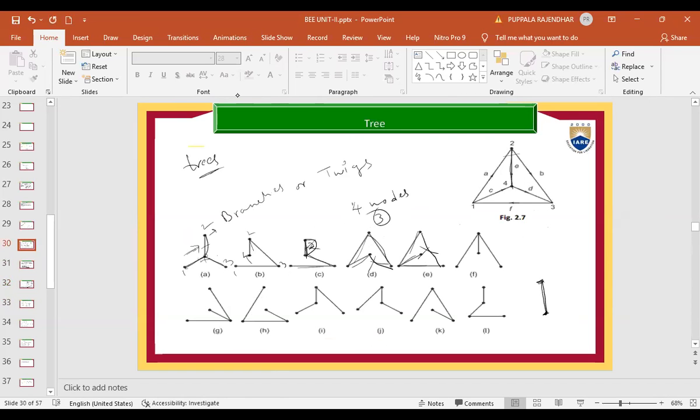What is the rank for this tree? All these trees, what is the rank? 3. Yes, it is equal to the number of branches, which is n-1, number of nodes minus 1.